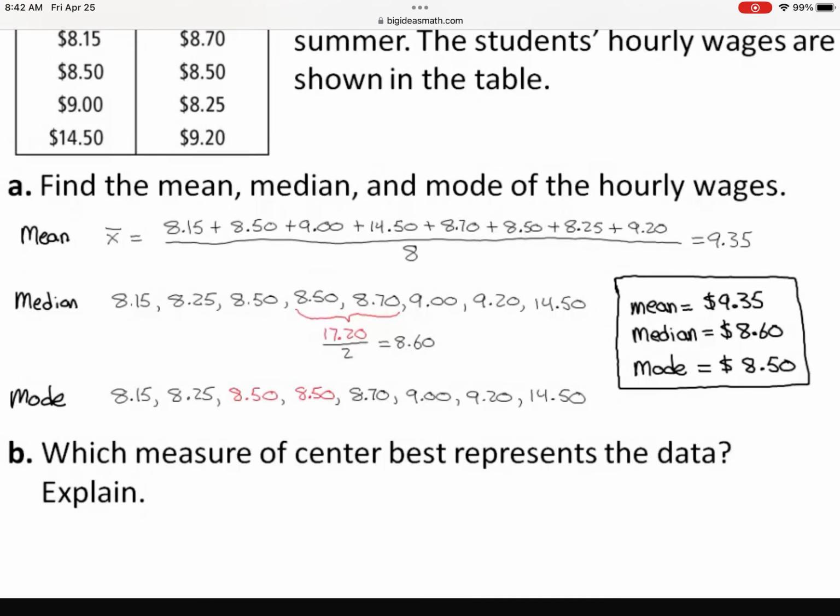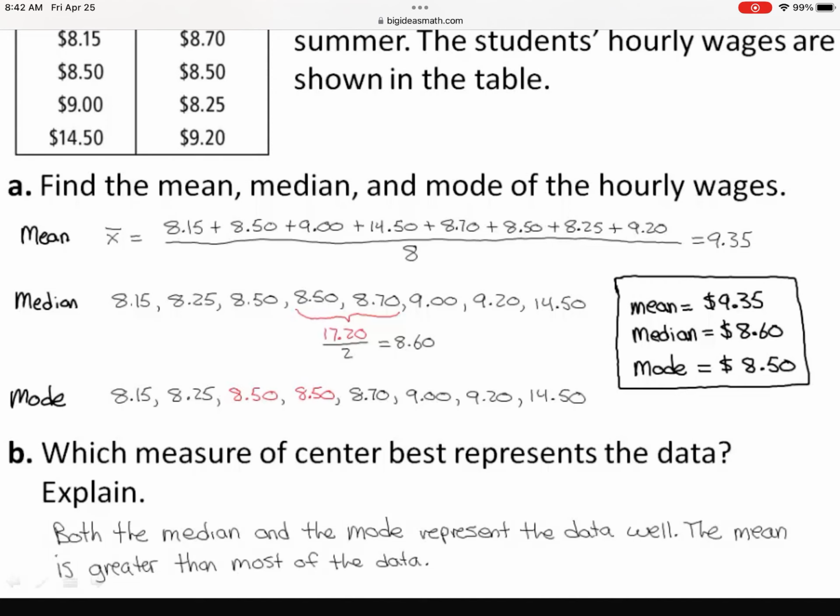Part B. Which measure of center best represents the data? Explain. Both the median and the mode represent the data well. The mean is greater than most of the data.